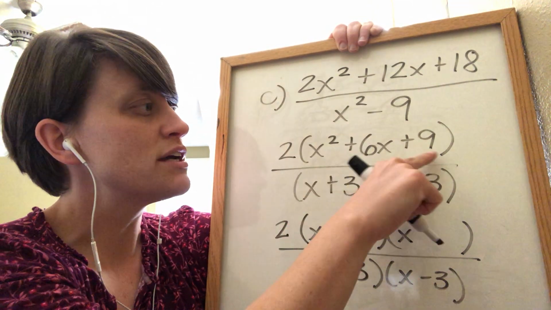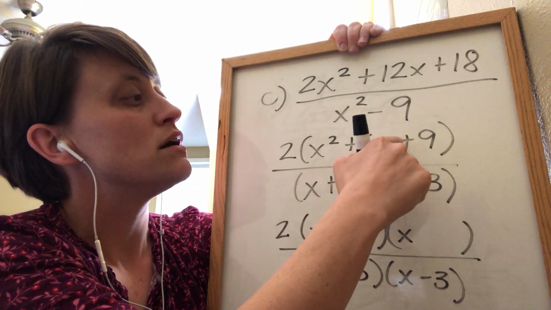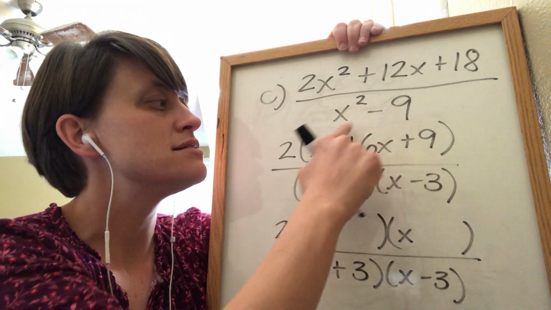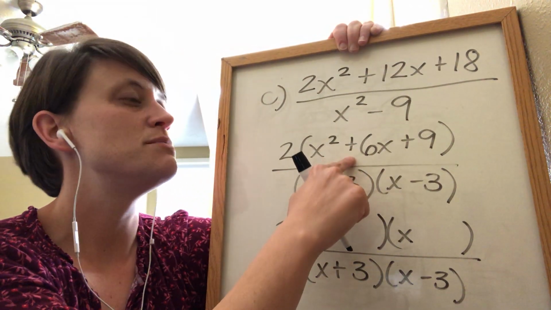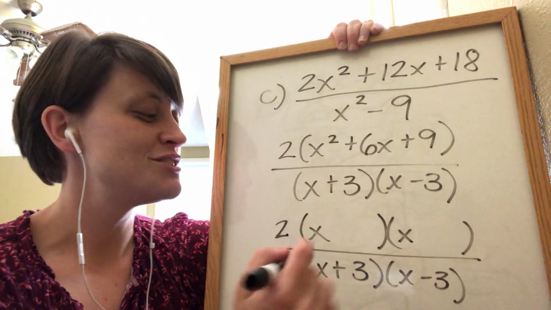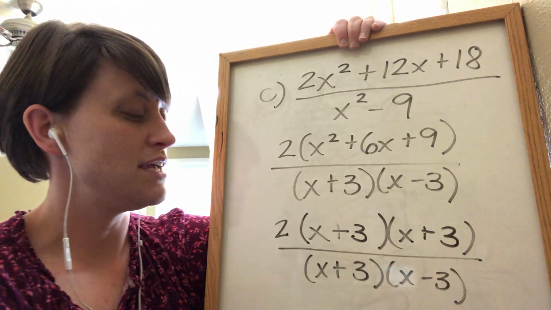Okay, so now let's look at what those numbers have to be. So we have a product of positive 9, so we know the two numbers have to be the same sign, and a sum of positive 6, so they both have to be positive. Well, it's pretty quick here. 9 doesn't have very many factors. We're looking at plus 3 and plus 3.